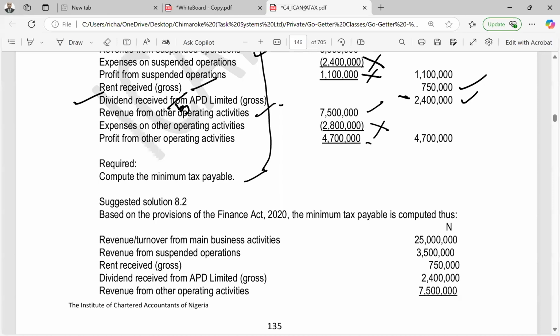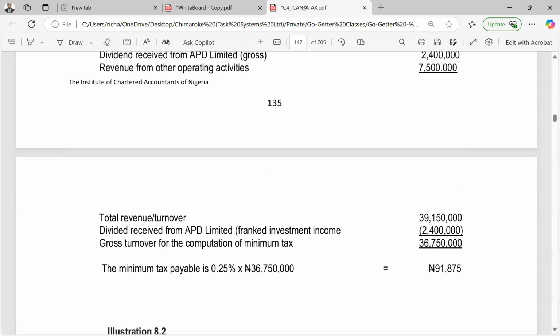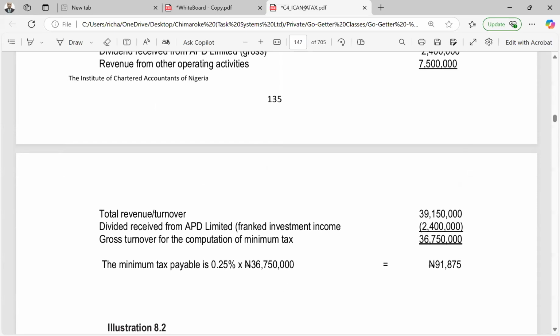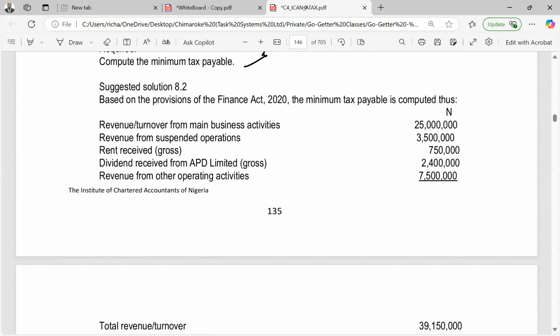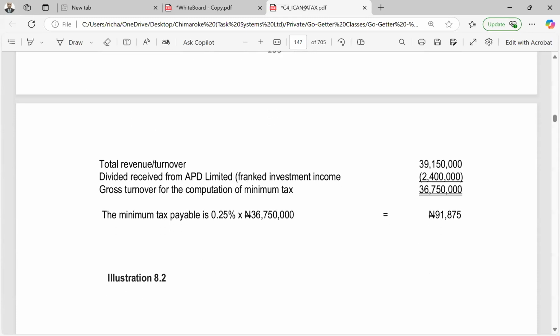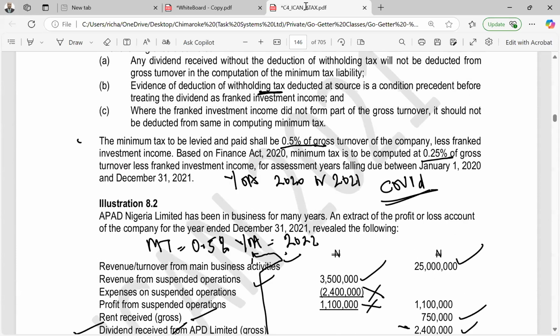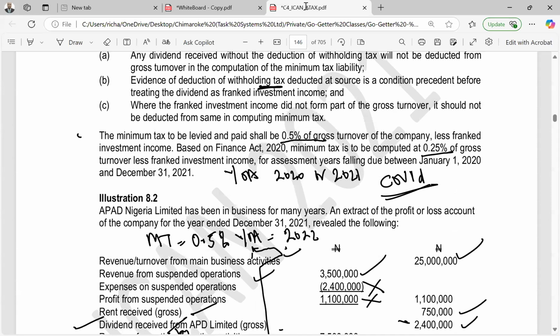So let's see what was recorded here. Wow, they used 0.25, and I disagree with that. I disagree with using 0.25, because based on what we learned here, it is for the 2021 year of assessment, 2020 year of assessment, and okay, I understand what they did here. This is the basis period.